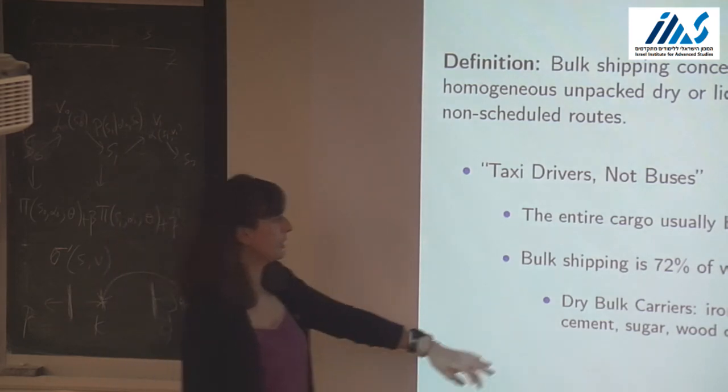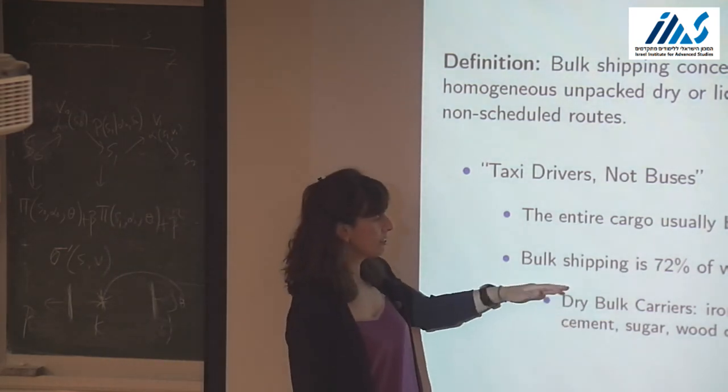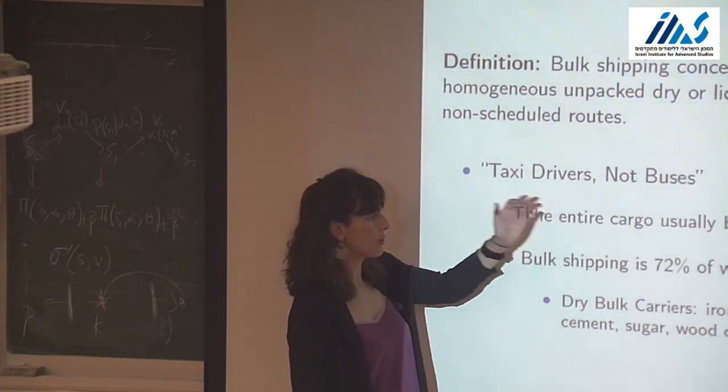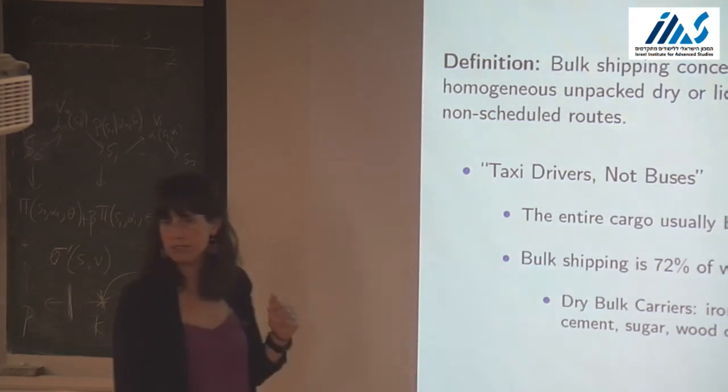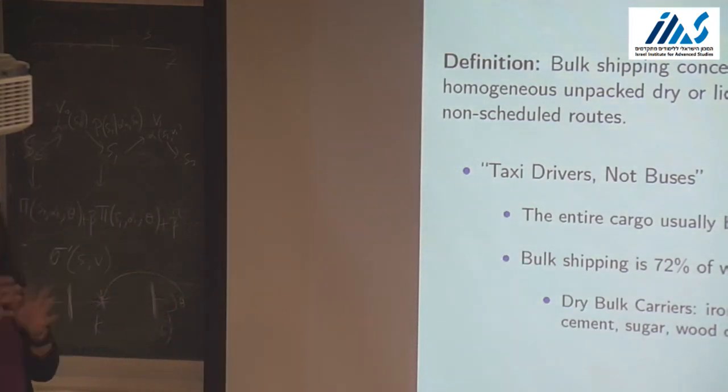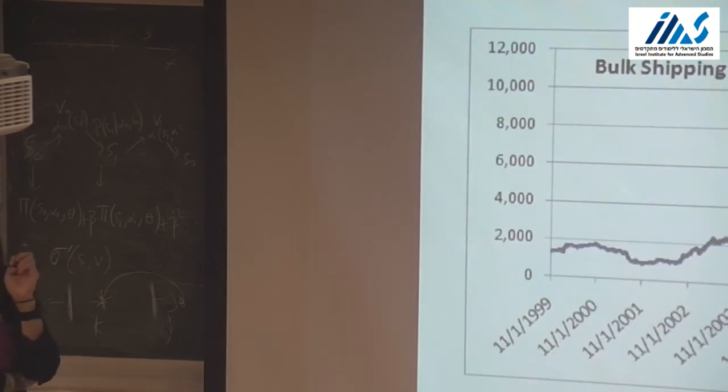Okay? We're talking about goods that are mostly raw materials such as iron ore, grain, coal, steel, wood chips, and things like that. So they're bulk. You basically fill up the whole ship and it goes from point A to point B. So this market is very volatile. In fact, it's probably 3 or 4 times more volatile than the US stock market.